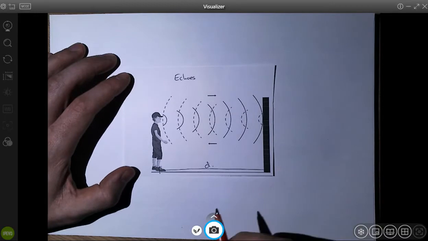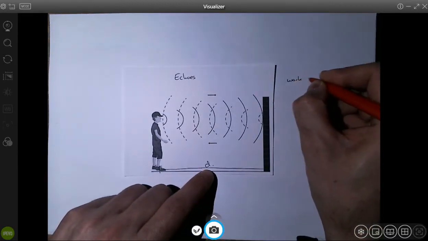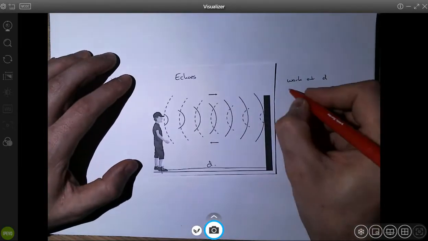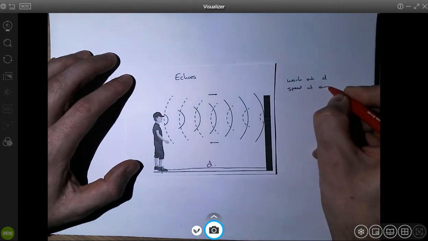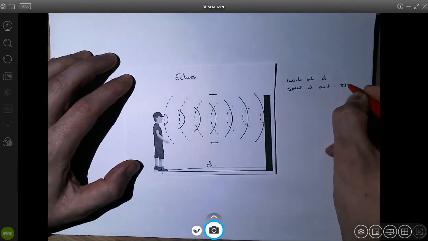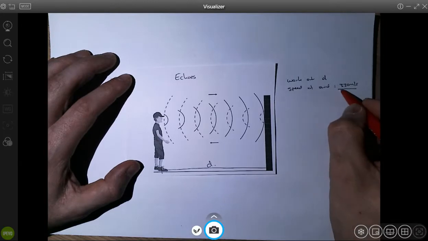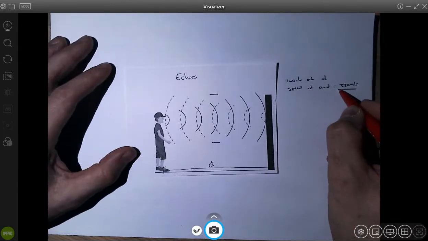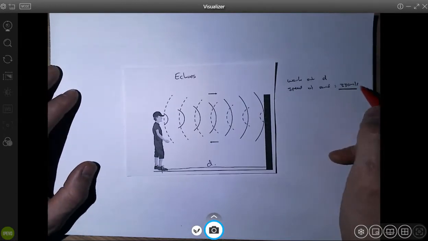So a typical question will be something like work out the distance from the person to the wall. The speed of sound is given in air as 330 meters per second. Now, this is actually something that students should remember. They are actually expected to remember it's about 330. If they write 300 or 340, that's usually accepted. But in this question, I'm going to give it to you.